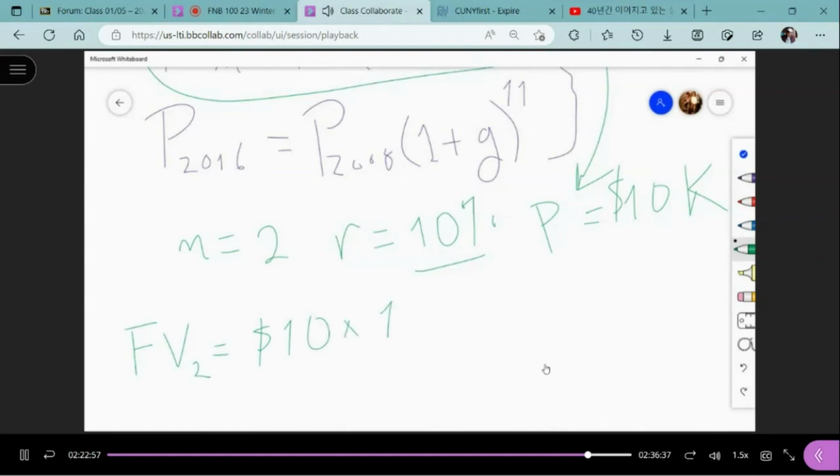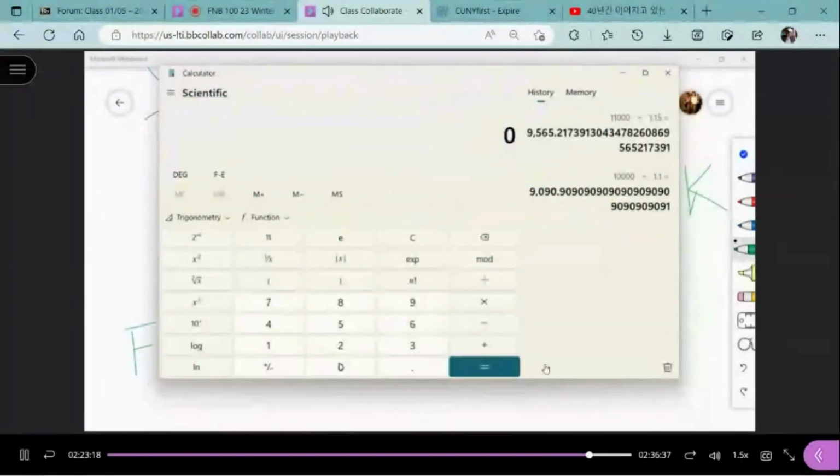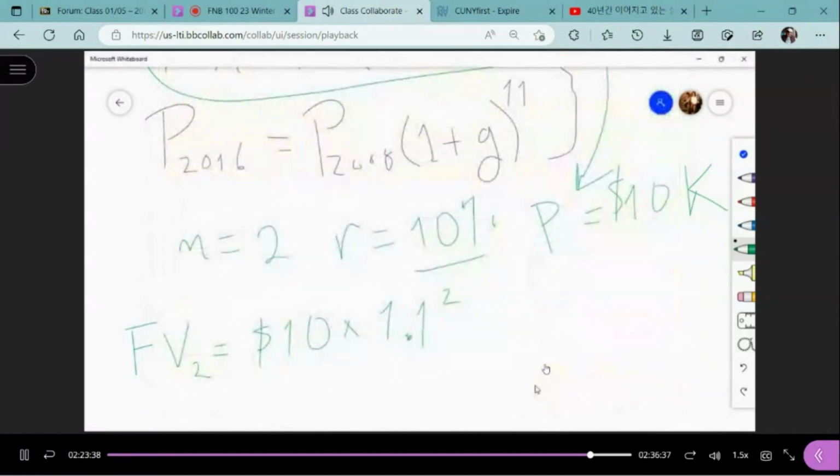10K times 1.1 squared. Okay, and if you do that, you can simply use the calculator, but believe me, because we're running out of time. But it's not a difficult thing. 10,000 times 1.1 raised to 2, right? Yeah, 12,100. 12,100. And why? But think about it.